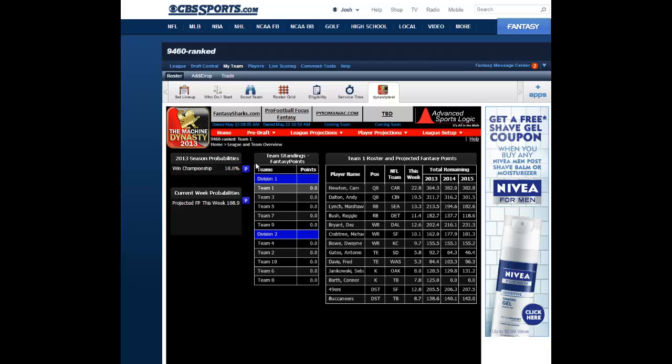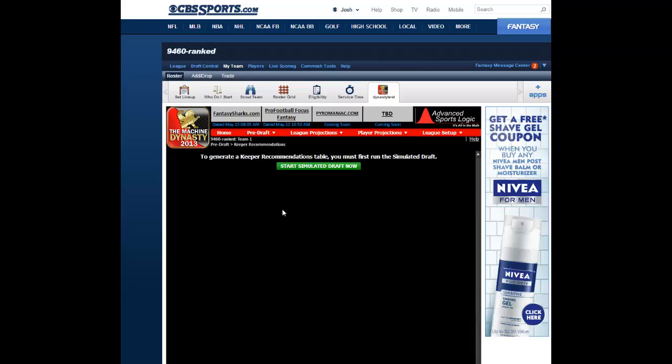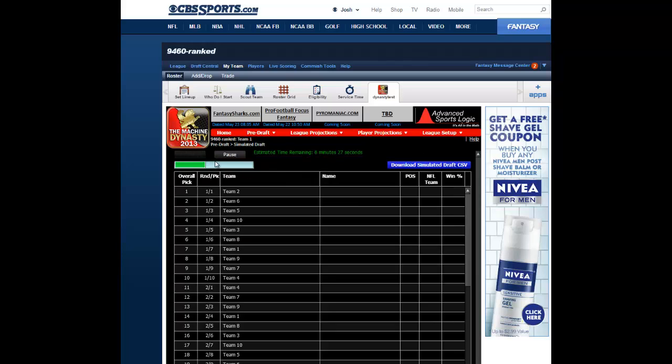Let's use the machine's Keeper Recommendations tool. That can be found under the Pre-Draft tab, Keeper Recommendations. Now, the machine runs a simulated draft of your league so that it can understand which draft picks should be given up for which players for your keepers. This is very important to run, and it takes about 5 to 10 minutes to run, somewhere in that range. You click Start Simulated Draft Now, and then your draft will start.